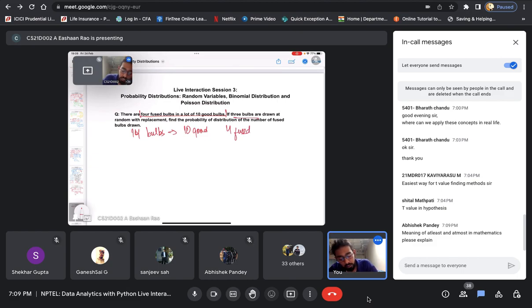So since we need to find the probability distribution of the number of fuse bulbs drawn, our p would be, in this case, getting a fuse bulb.